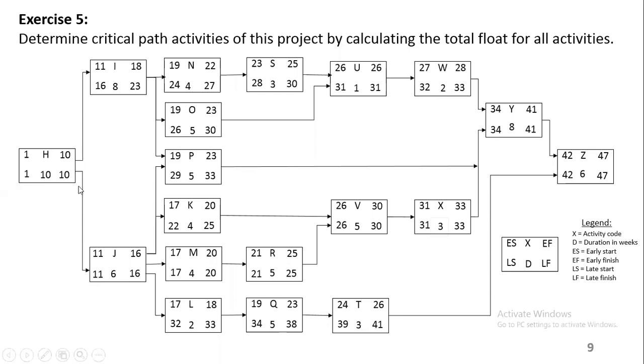Okay, let's run through activity H, 0. I, 5. J, we're going to start from the top going down like that. J, 0. N, 5. O, 7. P, 10. K, 5. M, 0. L.